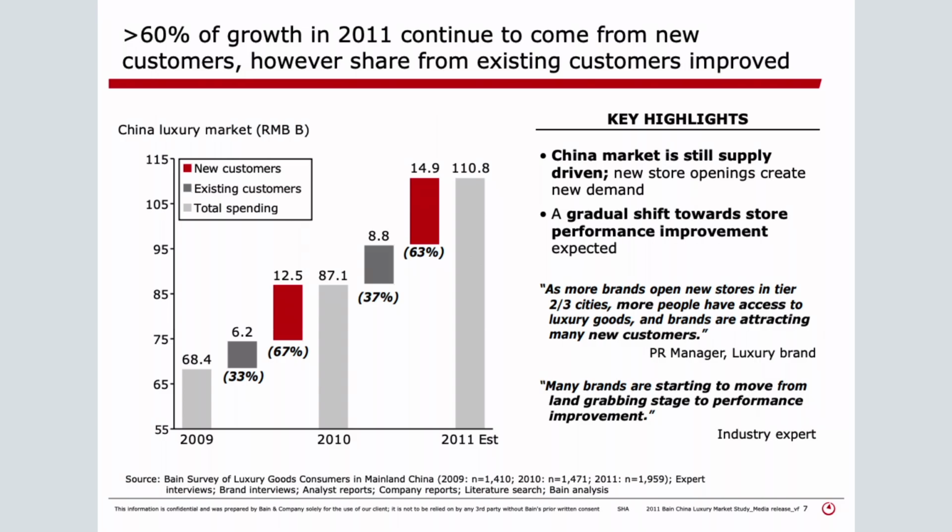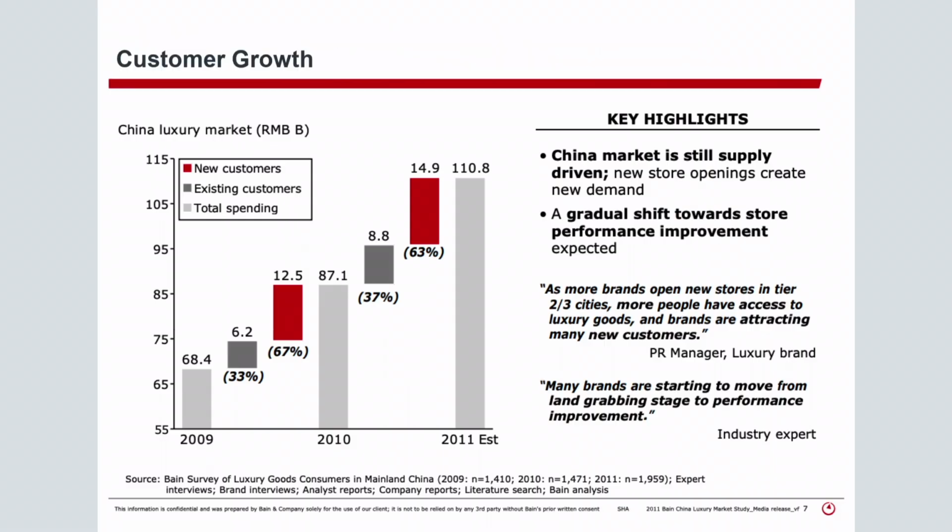Number one, they've written the title out in a full sentence. Instead of using the title to introduce just the topic of the slide, they've spelled out the insight clearly and with detail. In other words, rather than just writing something like customer growth, they've told you exactly what they want you to know and what they want you to take away from the slide.